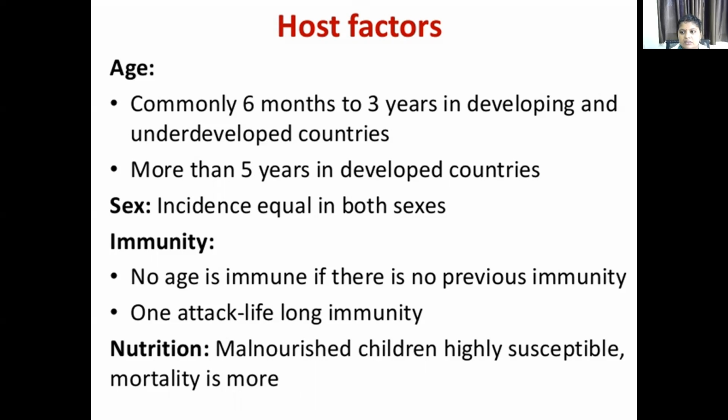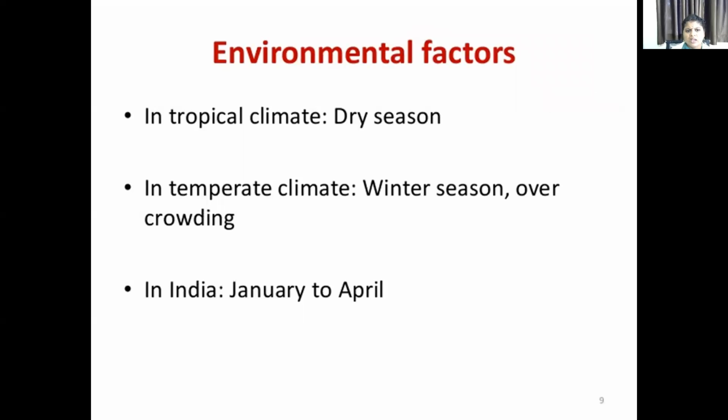One attack will cause lifelong immunity. It usually affects malnourished children, and mortality rate is high in that case. Environmental factors: in tropical regions, measles is commonly seen during late winter and early spring. High incidence is commonly seen during the period of April. Overcrowding is also one of the important factors for the infection of measles.